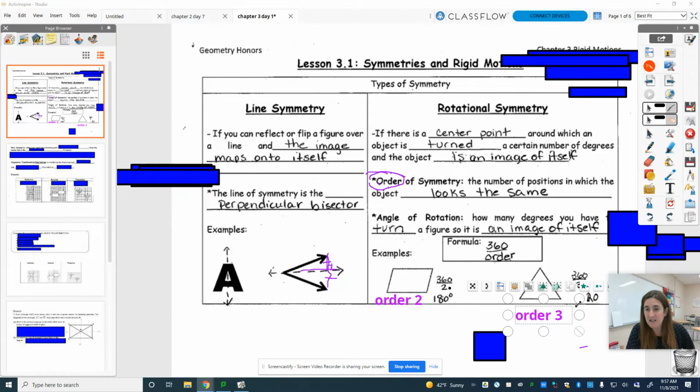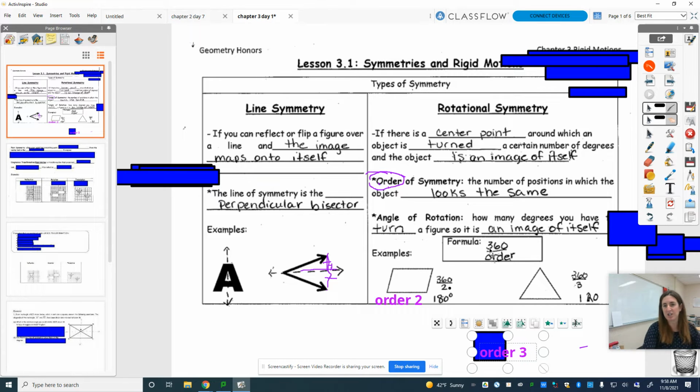360 divided by 3, then 120 is the order of our angle of rotation there, because 3 was the order on that shape. It's confusing. Order is the number of turns it takes. The degree or angle of rotation, you take 360 and divide it by the order. Okay, now that's rotational symmetry.